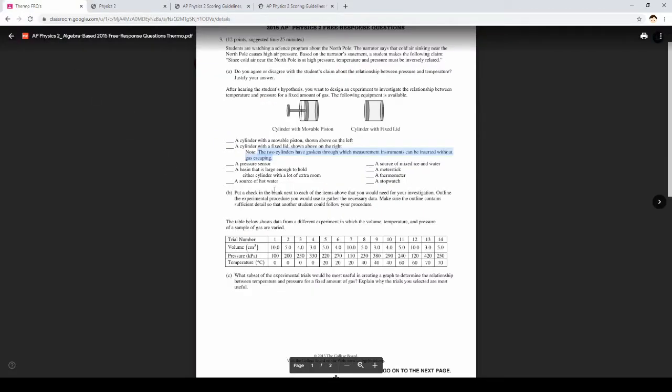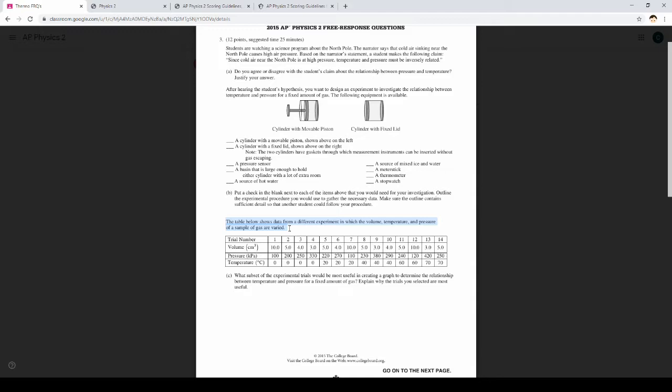The next section, the sample below shows data from a different experiment in which the volume, temperature, and pressure of the sample of gas are varied. We have to choose a subset of experimental trials that would be most useful in creating a graph. What we're looking for here are trials where the pressure and temperature are different, but the volume is held constant. So I would maybe say trial 2, trial 5, trial 8, trial 11, and trial 14.